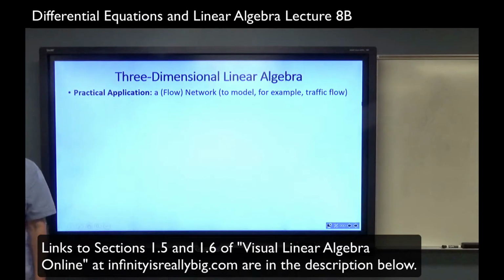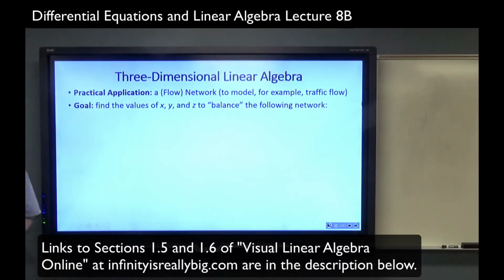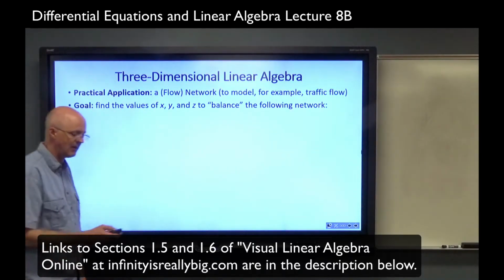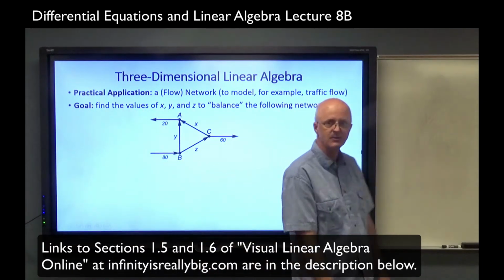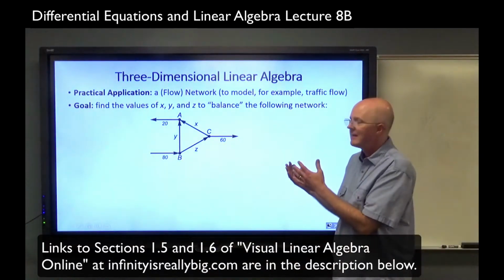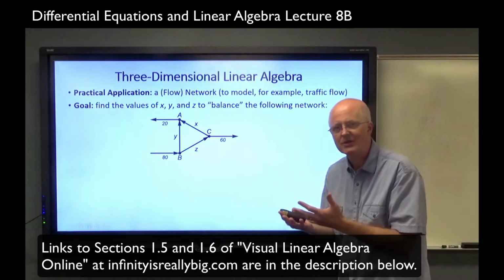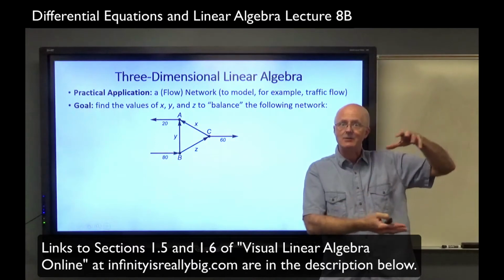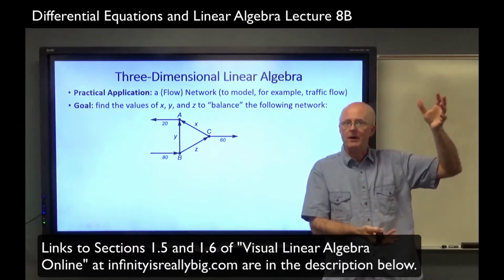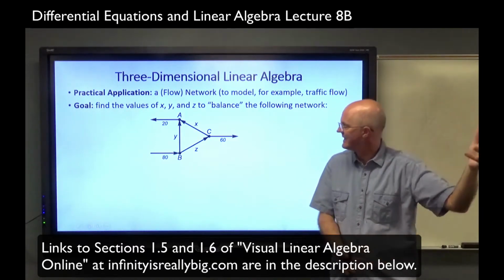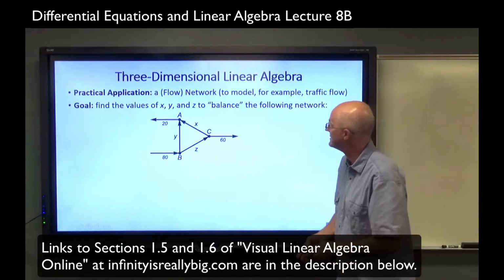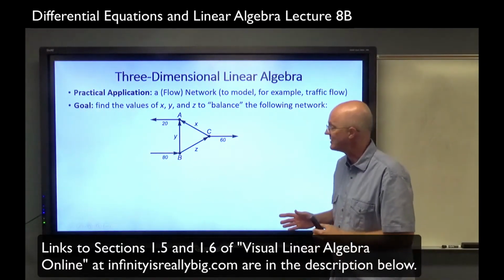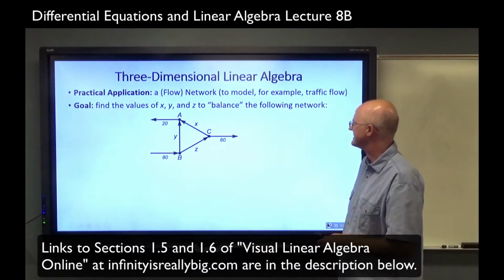A flow network to model, for example, traffic flow. And our goals are to find the values of some unknowns to balance the following network. Here is our network. So we're trying to solve for x, y, and z. Solving linear equations is the foundation of linear algebra, but then we have all these other things: vectors, matrices, row operations, thinking about things higher dimensionally, linear transformations as well, that are essential to the course. What does it mean to balance this?